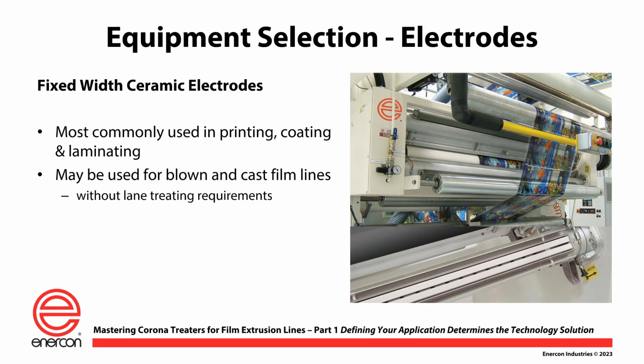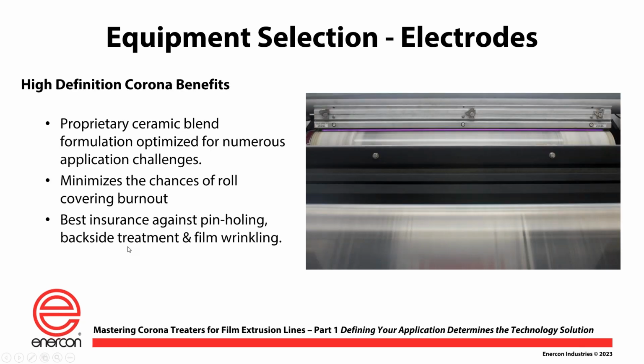The second reason you don't see these segmented electrodes used in converting is because many times converting lines can run both non-conductive and conductive substrates. And you can't treat a conductive substrate with a metal electrode. So fixed width ceramic electrodes are typically used in printing, coating, and laminating, and occasionally could be used in blown or cast film applications.